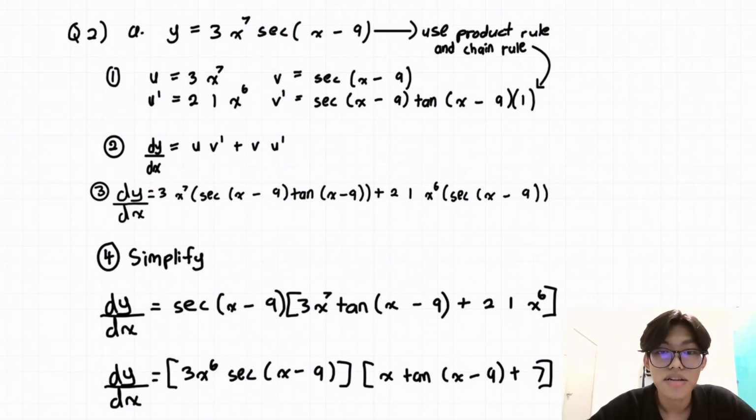So we can just stop here or we can simplify. So I will show you guys how to simplify. To simplify, we have two same factors and that is sec(x) minus 9. So we just have to factor that out and put it in front, because when we multiply inside the bracket we get the same equation. Then as you can see in the bracket we have two common factors, so we just have to factor that out too and we'll get the final answer: dy/dx is equal to 3x^6 sec(x) minus 9 times tan(x) minus 9 plus 7. Okay, that's all from me. Thank you. Now let's move on to part B.